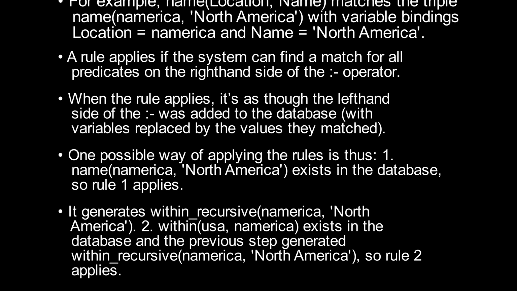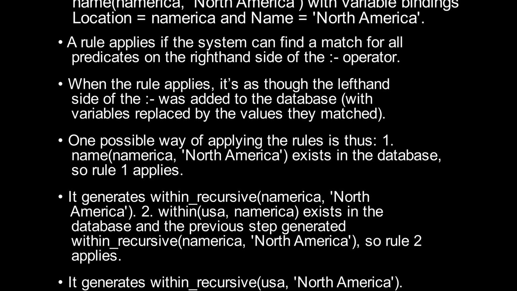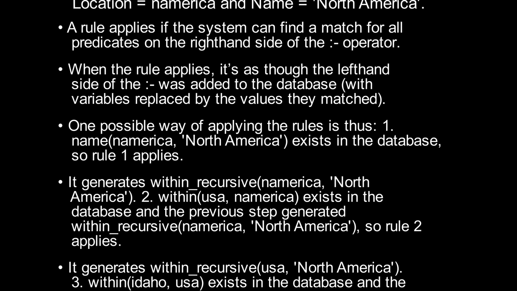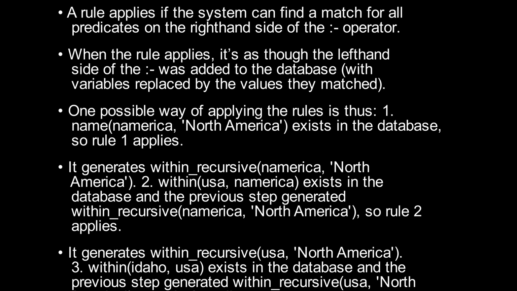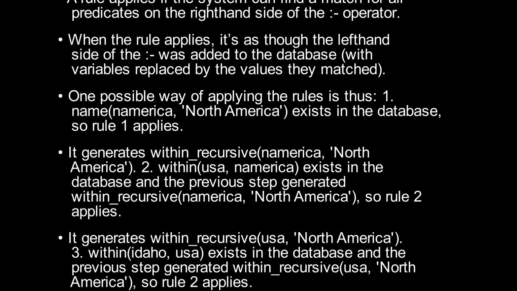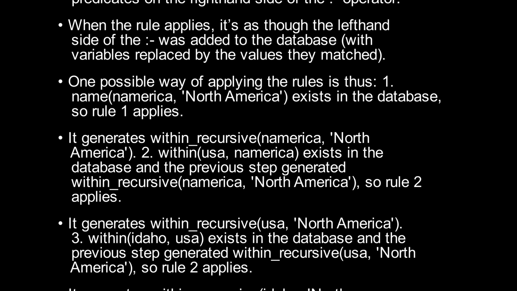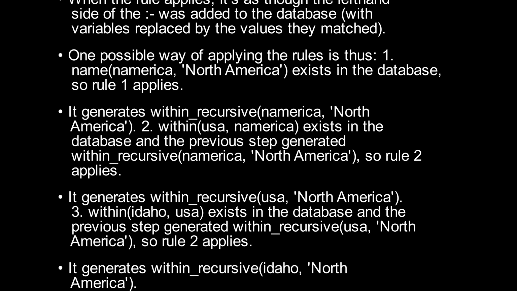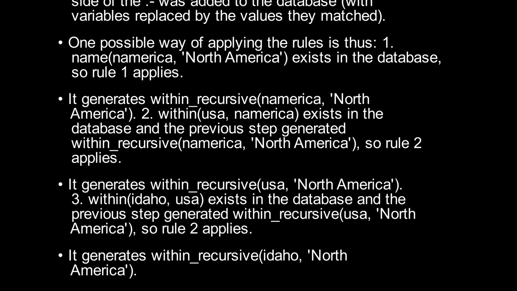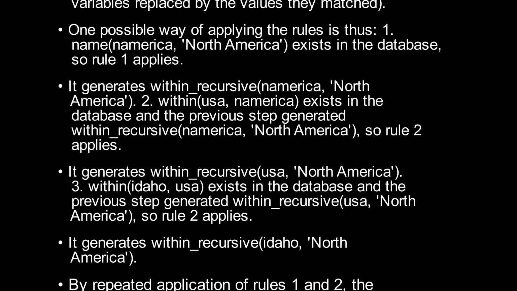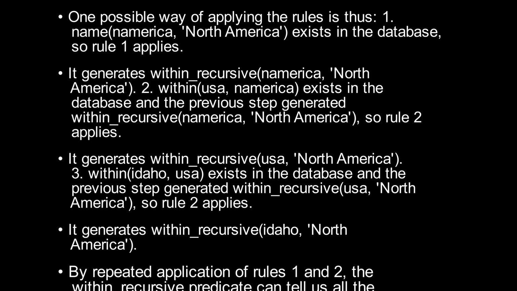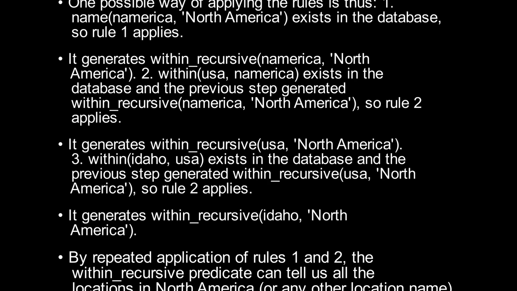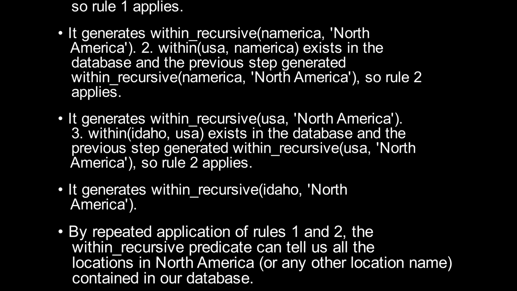It generates within_recursive(Namerica, "North America"). 2. within(USA, Namerica) exists in the database and the previous step generated within_recursive(Namerica, "North America"), so Rule 2 applies. It generates within_recursive(USA, "North America"). 3. within(Idaho, USA) exists in the database and the previous step generated within_recursive(USA, "North America"), so Rule 2 applies. It generates within_recursive(Idaho, "North America").